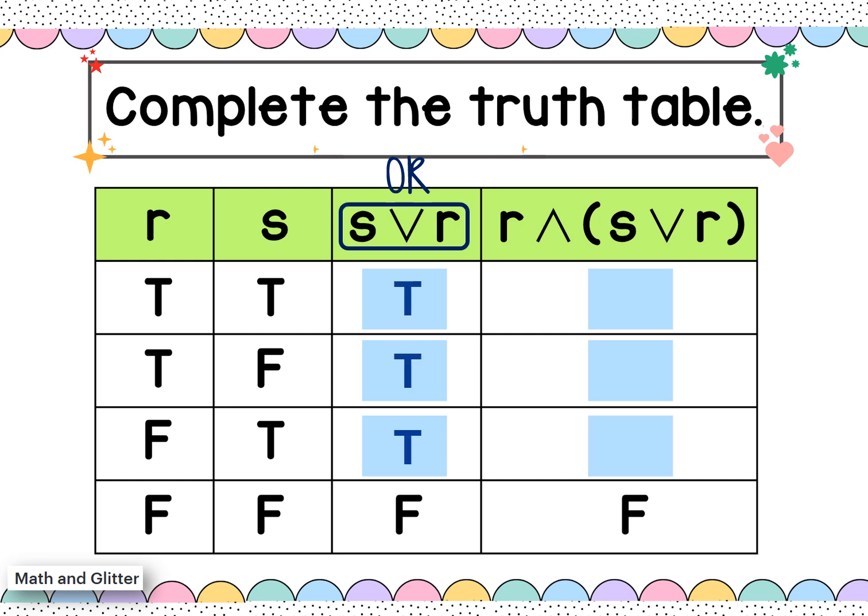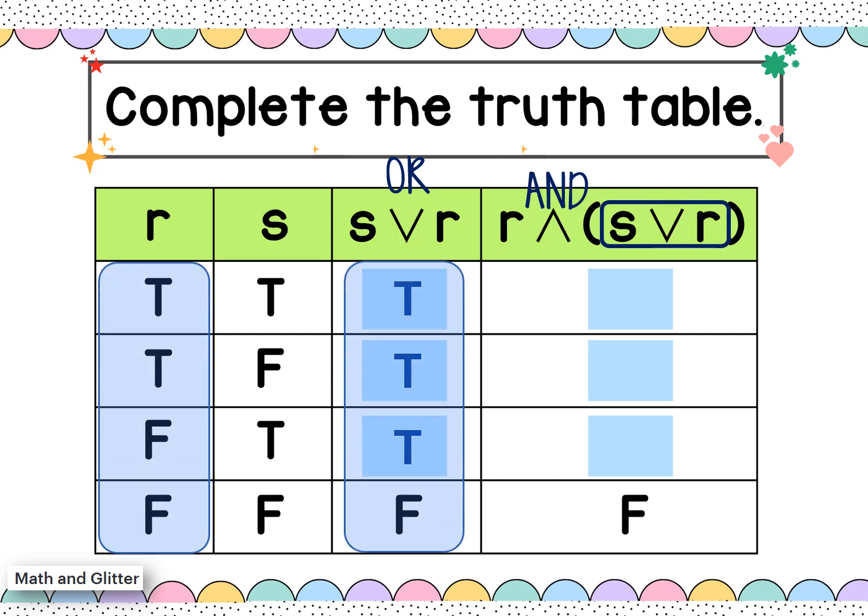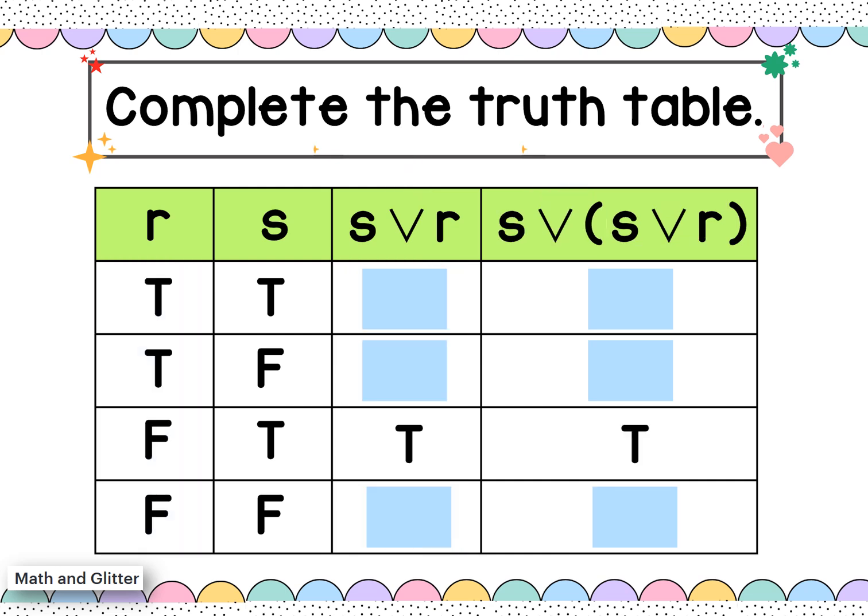We are taking that disjunction and doing another connective with an and. So we're looking at those two columns, the R and our disjunction, S or R, and we're doing and with it. So both values need to be true in order to get a true. So row 1 is true, row 2 is true, but the next one's false and the last one's false, and that truth table's done.